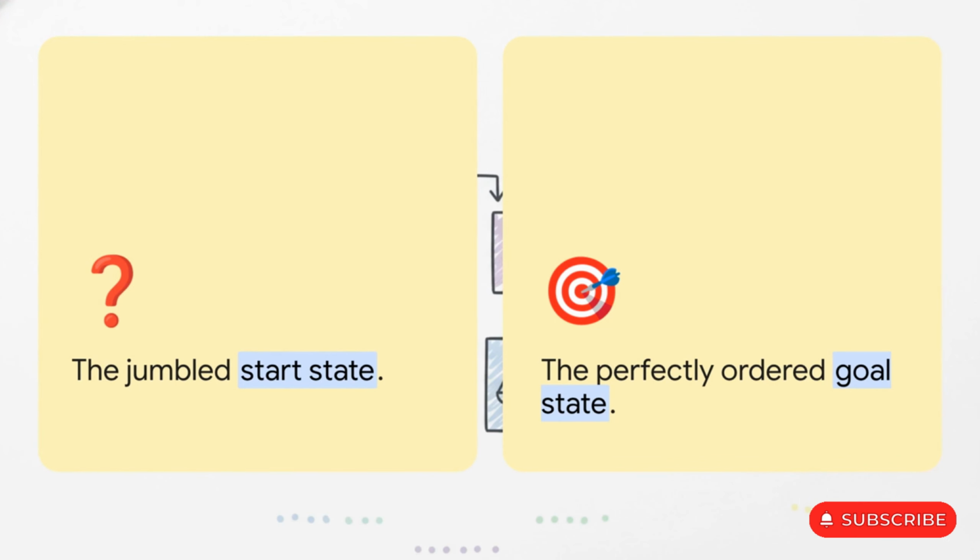Okay, so every puzzle has a beginning and an end. Pretty simple. On the left, you see our starting point, the jumbled up grid we call the start state. And on the right, that's our destination, the perfectly ordered goal state. The whole game is just figuring out how to get from point A to point B.